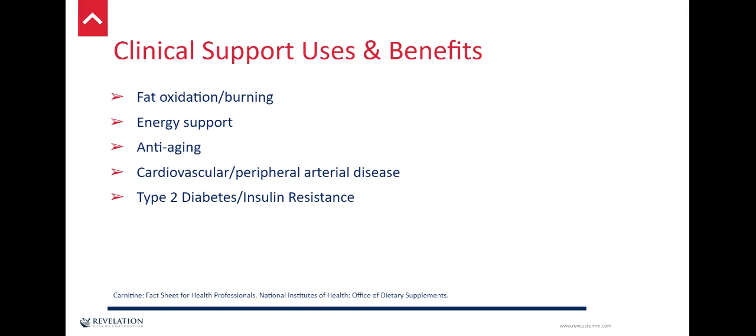And a large meta-analysis in 2013 actually looked at 12 related trials and concluded that carnitine can significantly improve outcomes for these patients related to heart attack, ventricular arrhythmias, and chest pain. So a lot of promise there related to the entire cardiovascular, type 2 diabetes, and insulin resistance picture as far as carnitine use.